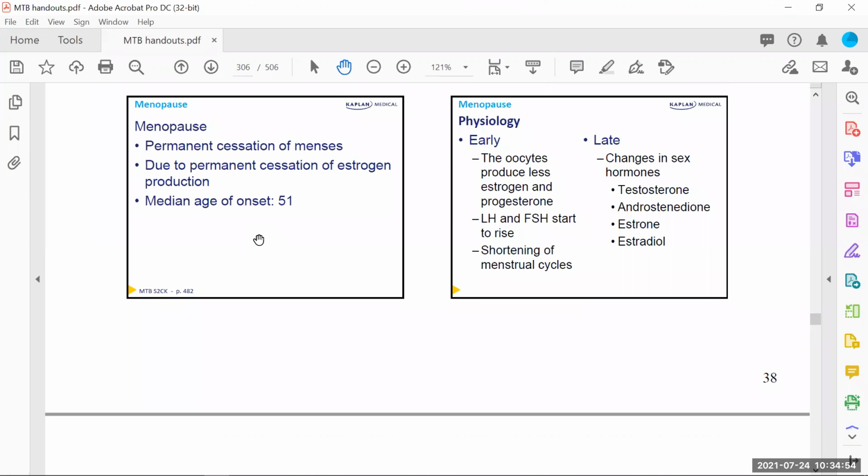So we have these two main physiologies. Once you see too high a level of FSH, you can say it's an early menopause. And when you see a decreased amount of estrogen later in life, say in the late 50s or early 60s, that's a late menopause. Anyhow, you will see decreased estrogen and increased FSH.